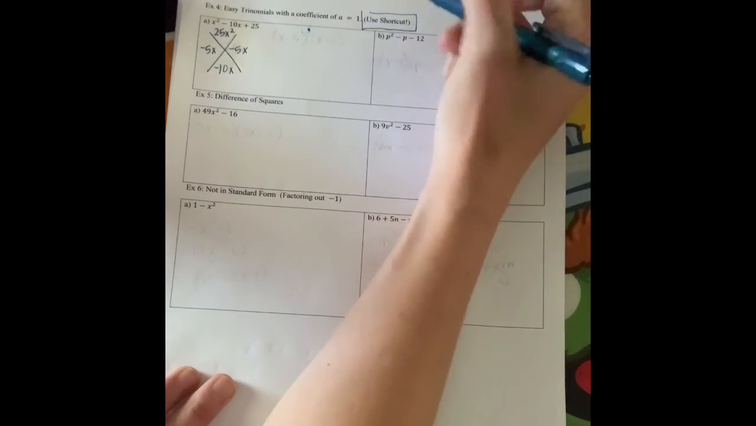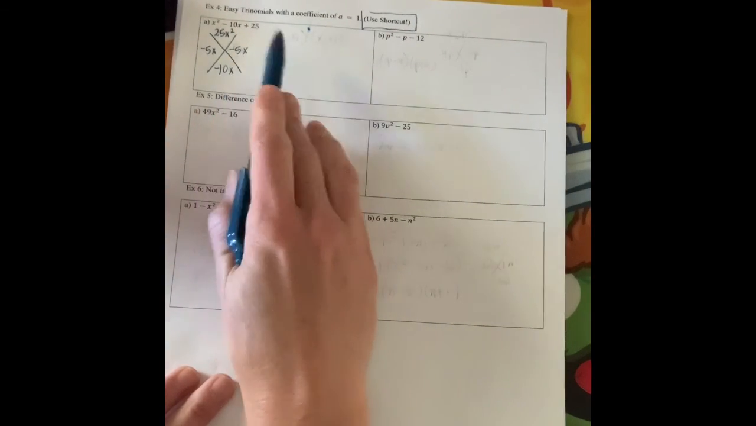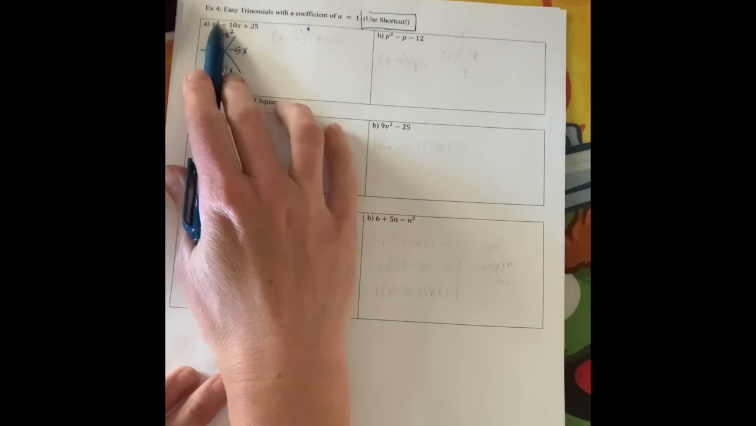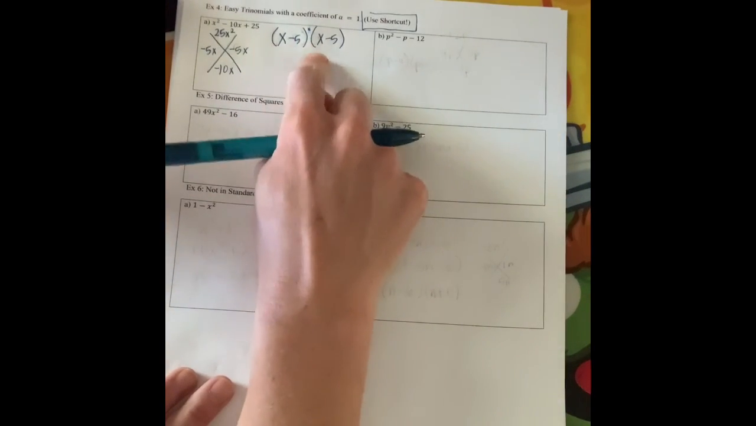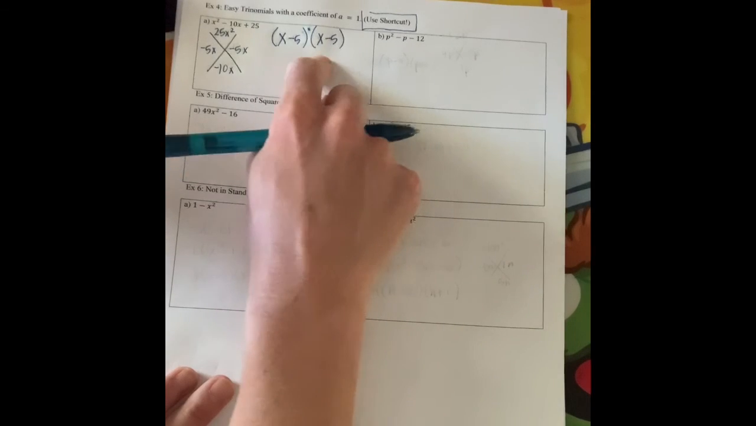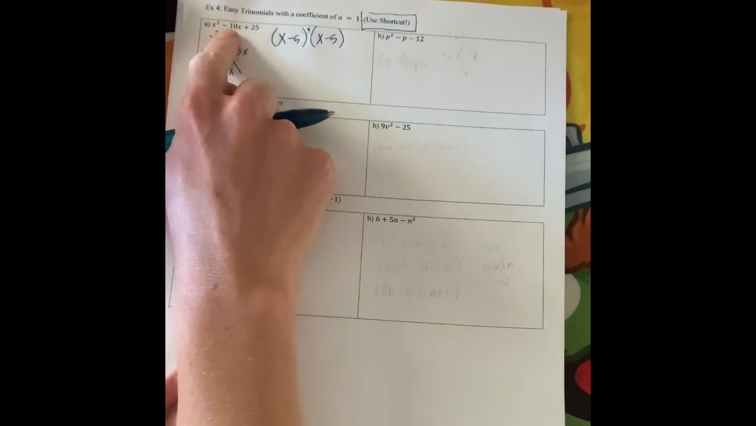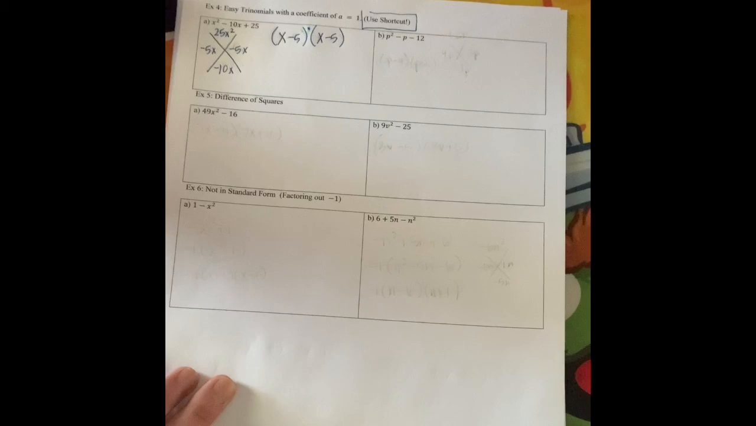Well, the shortcut is using those two numbers to create your binomials. So because it's x squared, I know my two binomials are x minus 5 and x minus 5. If you don't believe me, you can take a 2 by 2 box, multiply that out. It will take you back to x squared minus 10x plus 25.